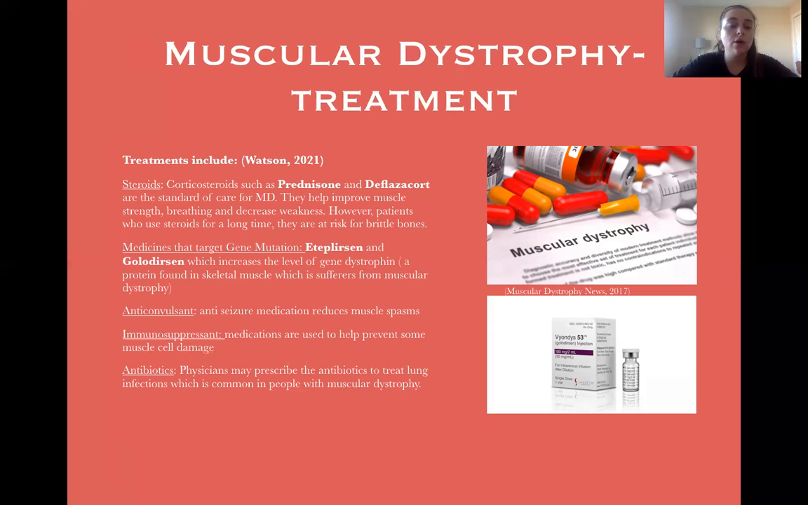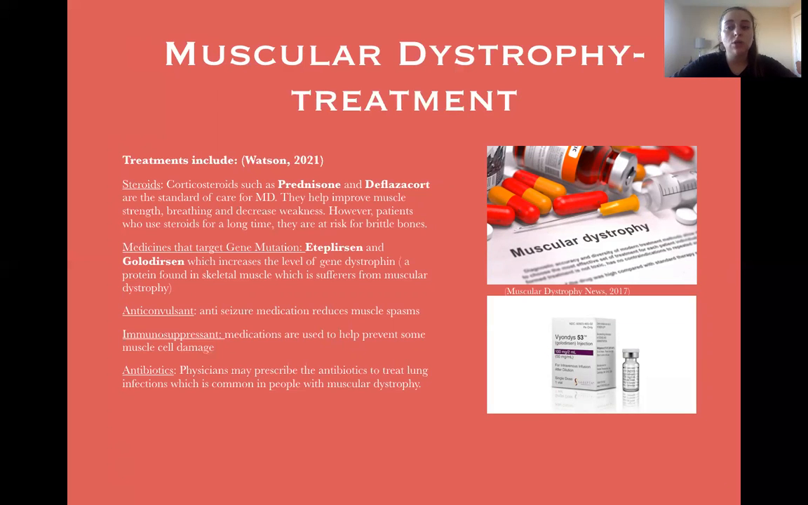So corticosteroids, most common is prednisone, which we all know about. And then they also use deflazacort. So these are kind of the standard care for MDs. They help improve muscle strengthening, breathing, and decrease weakness. However, patients who use steroids for a long period of time are at risk of brittle bones. So again, that's going to be that contraindication of it over time.